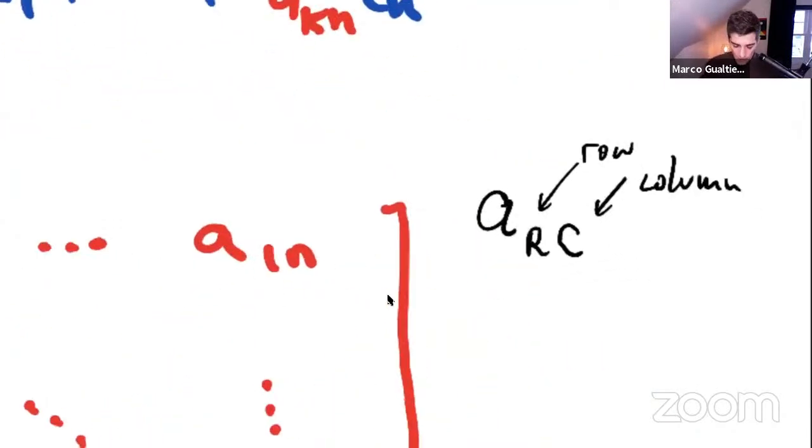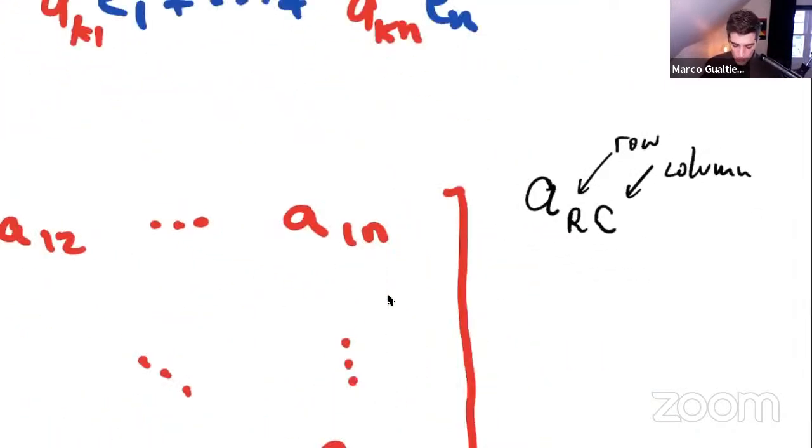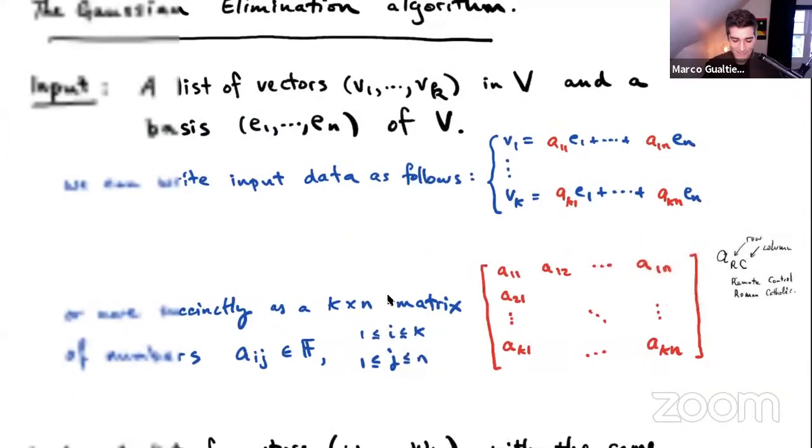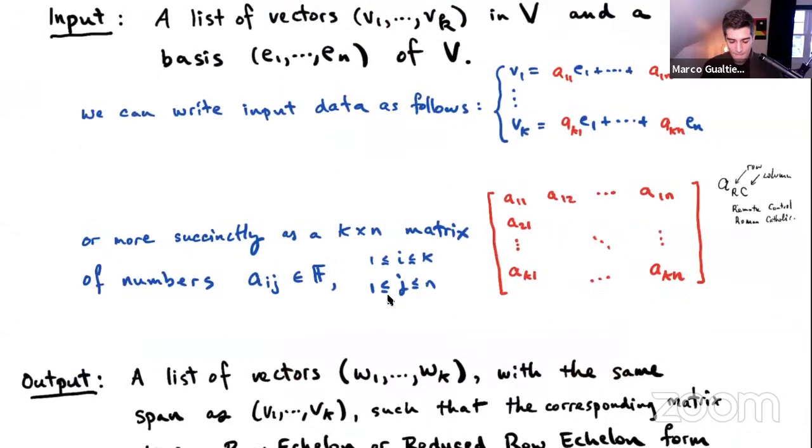To remember this, you could sometimes use "remote control" as a mnemonic, or "Roman Catholic", like a certain very famous person in the news these days. So however you want to remember it is fine with me. The point is that, yeah, we do it like this.